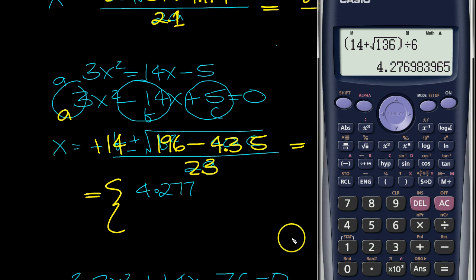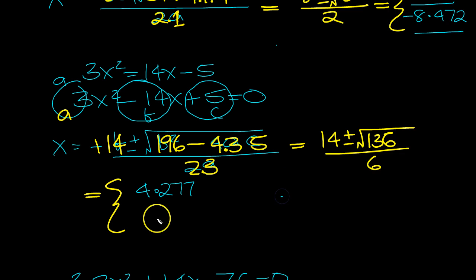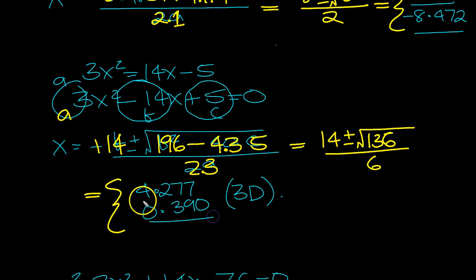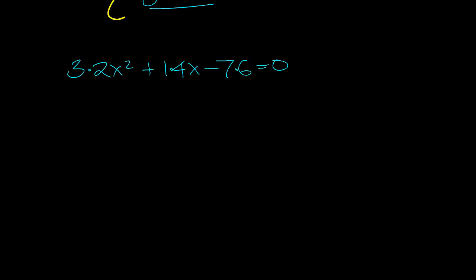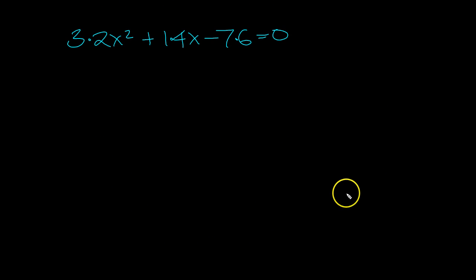And the other one, just toggle back and get the minus. And the decimal, 0.389, 0.390, isn't it? Because it rounds up, 390. That's the 3 decimal places. Okay, good. Now this last one here then, let's move on to this one.